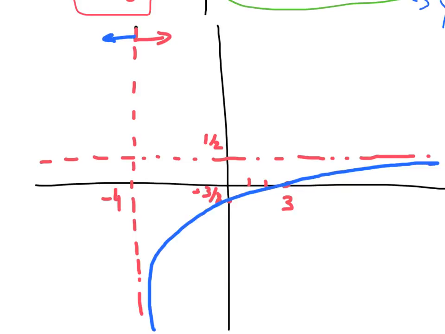On this side of the graph, you have to be choosing the top or the bottom. By choosing an educated guess, I want you to choose the top, because if you choose the bottom, you end up crossing the x-axis, which is not allowed.